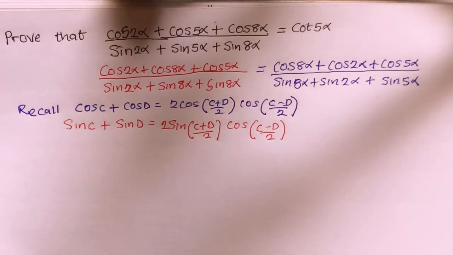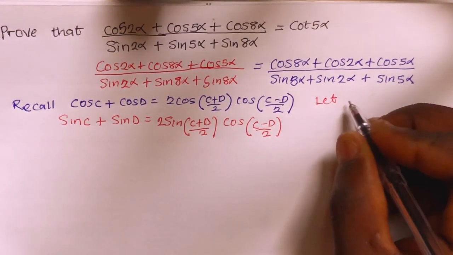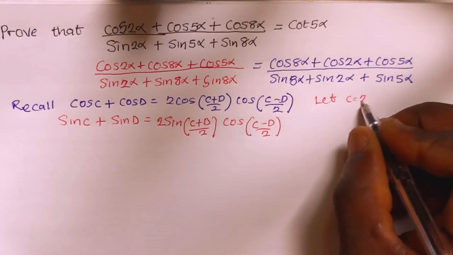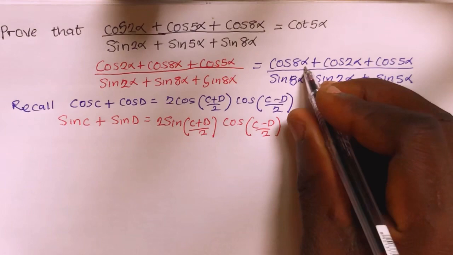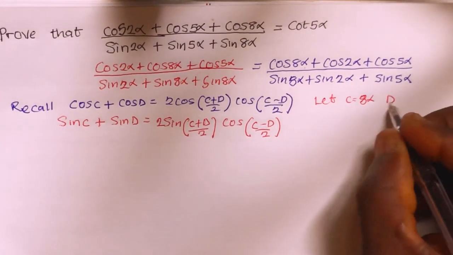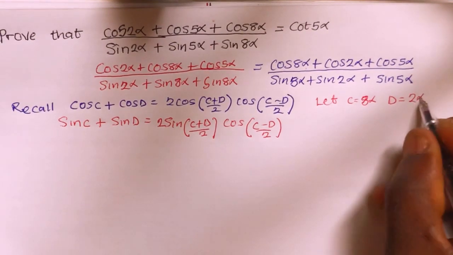So then you are going to say let your C equal 8 alpha, because we've actually arranged it, and your D be equal to 2 alpha.